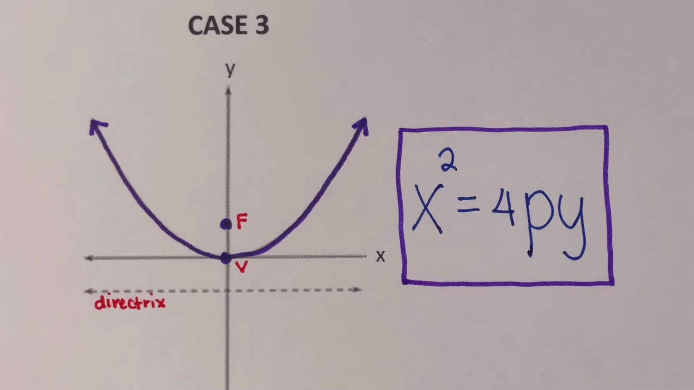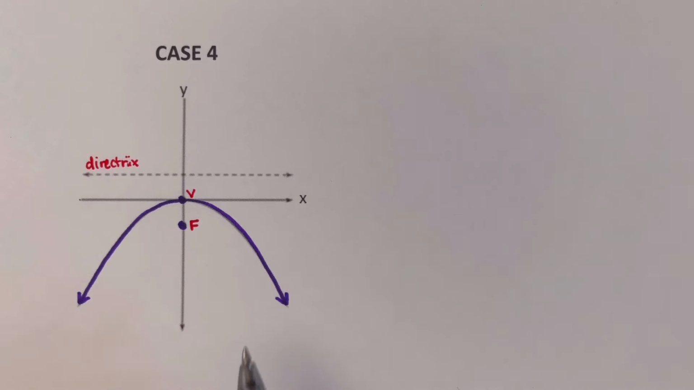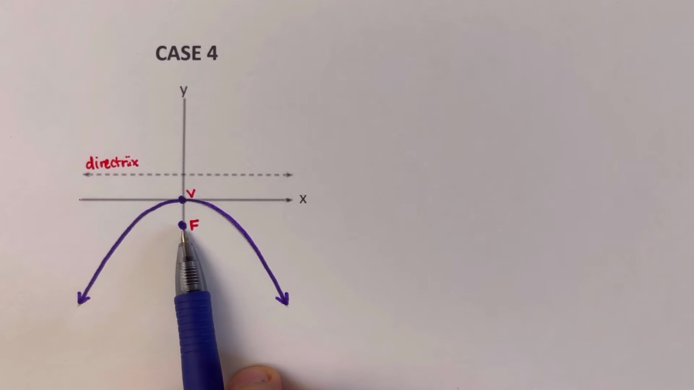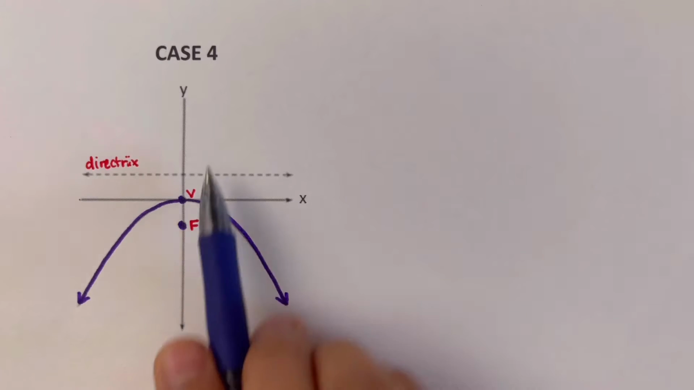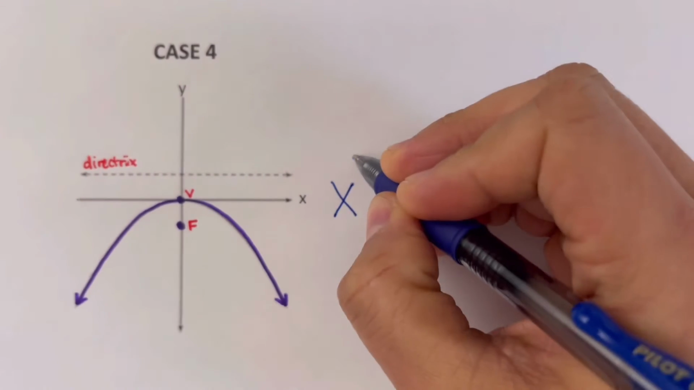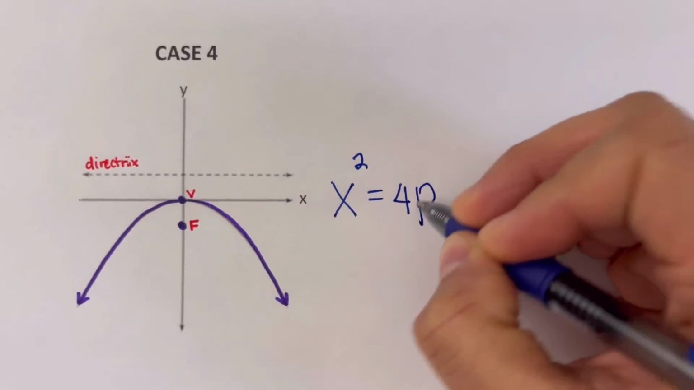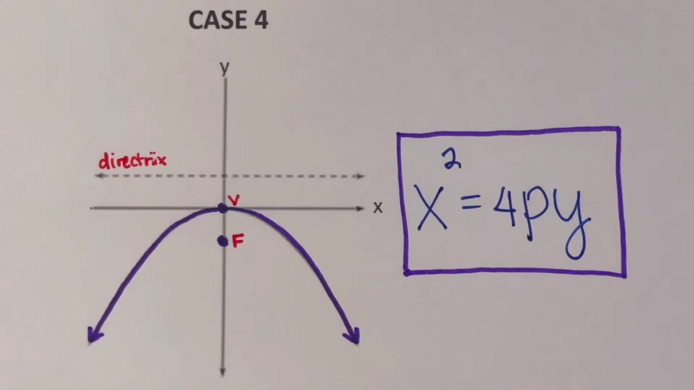Now let's move on to the fourth case. In case 4, our parabola is facing downward. It opens downward because the focus is on the negative y-axis. And we still have the same parts. We have the directrix, the vertex, and the focus, and the line of symmetry is the y-axis. The formula for the fourth case is pretty much the same as the third case, that is x squared equals 4py. So this is the formula for the fourth case. So these are the 4 cases of the parabola with vertex at the origin, (0, 0).